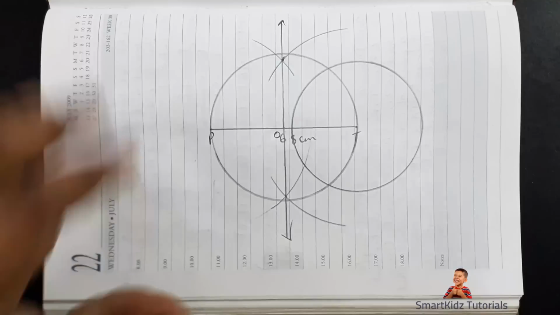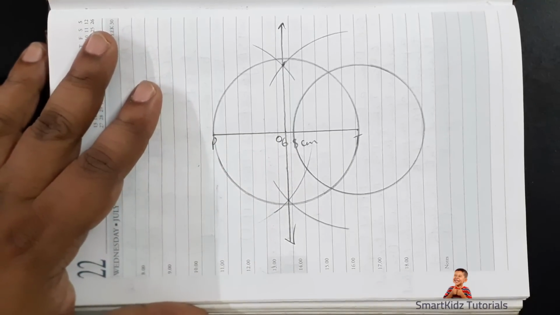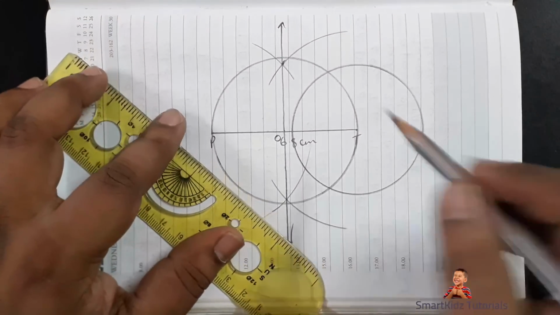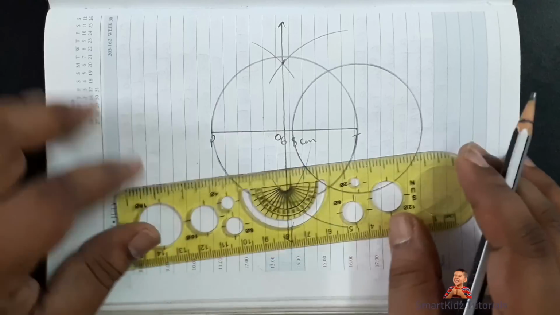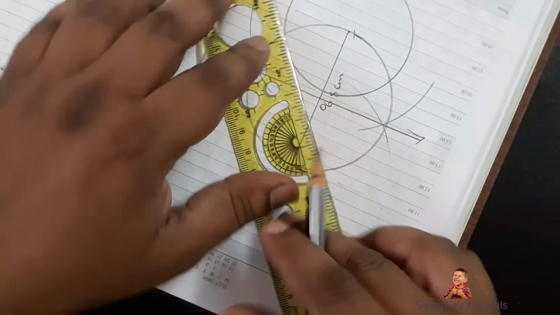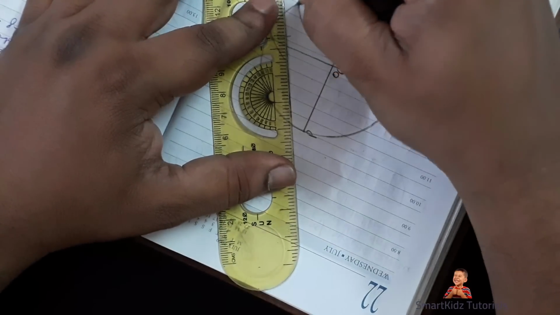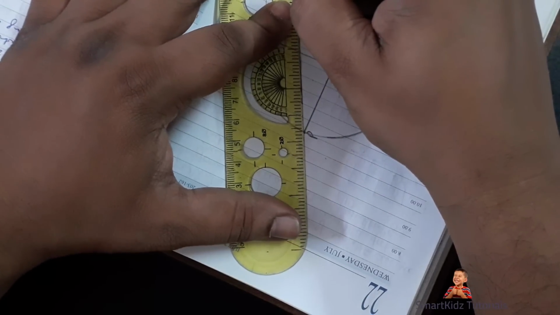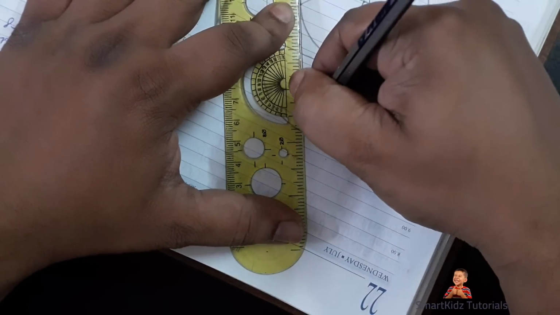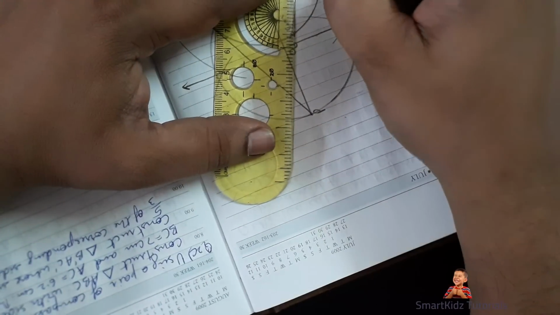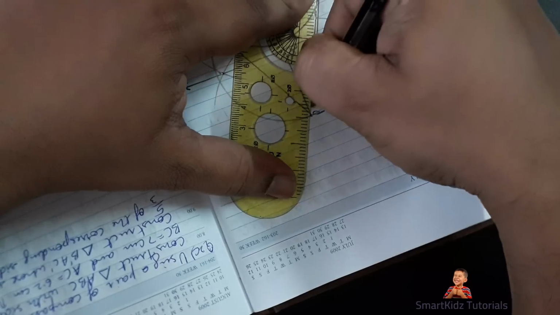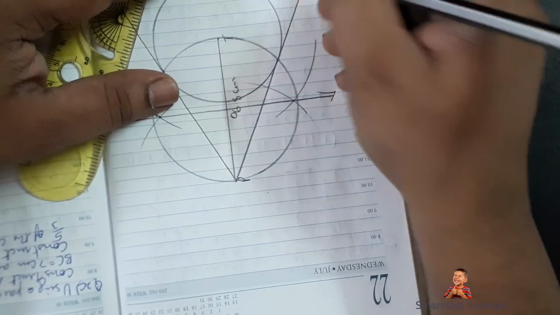There you go. And then the final step is to draw the tangents. Okay, so for the tangents I'll draw it this way from here, till here. There you go. That's one tangent. Then another tangent from here to here. Okay, that's another tangent.